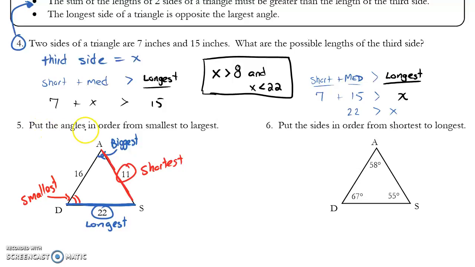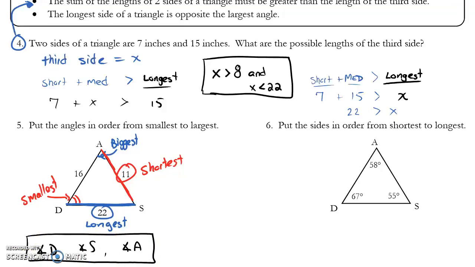That means the angle over here, angle D, has to be my smallest angle. So the directions say put the angles in order from smallest to largest. I gave you side lengths. I want the angles. You have to put it in the correct geometric symbols. Angle, smallest to largest. So smallest angle here is angle D. The largest angle here we said was angle A. That makes my third angle, angle S, the middle angle. This would be my solution. Smallest, middle, largest.